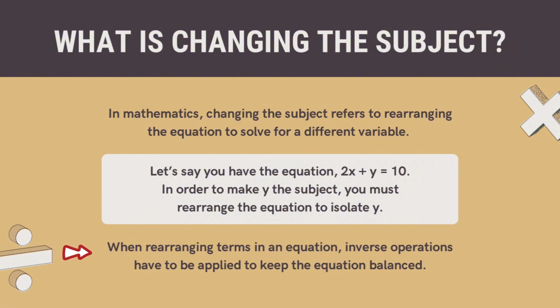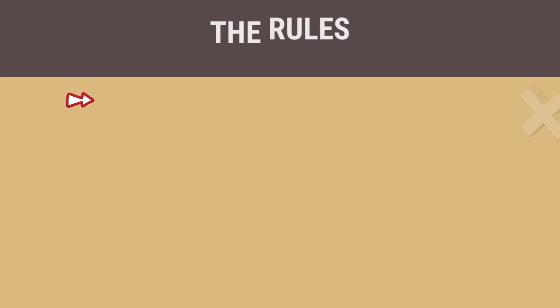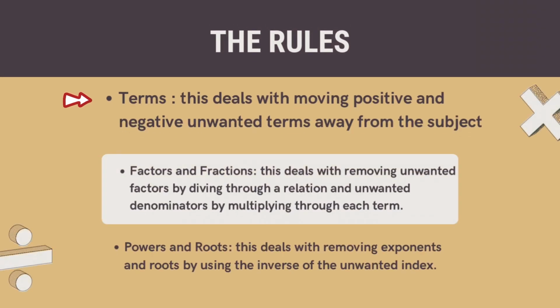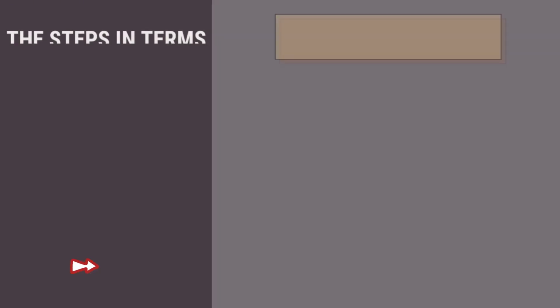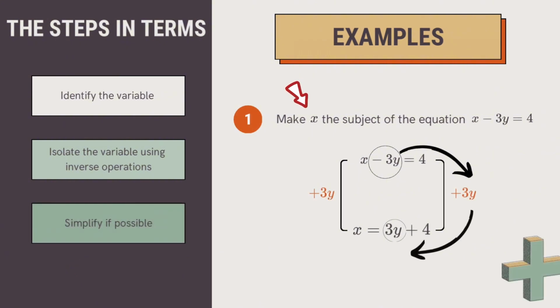Rules for rearranging equations. 1. Terms. This deals with moving positive and negative unwanted terms away from the subject. 2. Factors and fractions. This involves removing unwanted factors by dividing through the equation and removing unwanted denominators by multiplying through each term. 3. Powers and roots. This deals with removing exponents and roots by using the inverse of the unwanted operation, exponent or root.